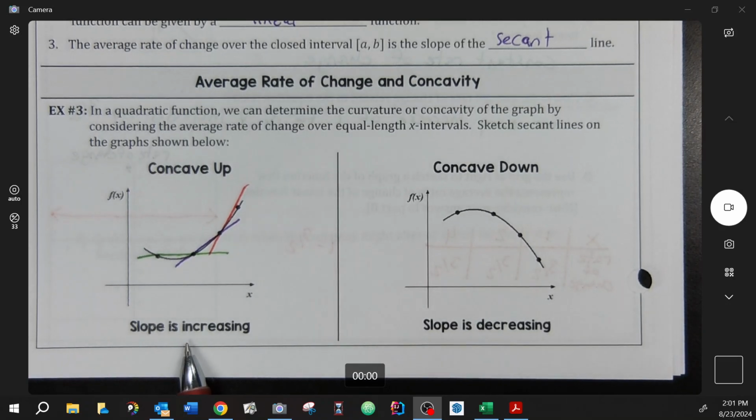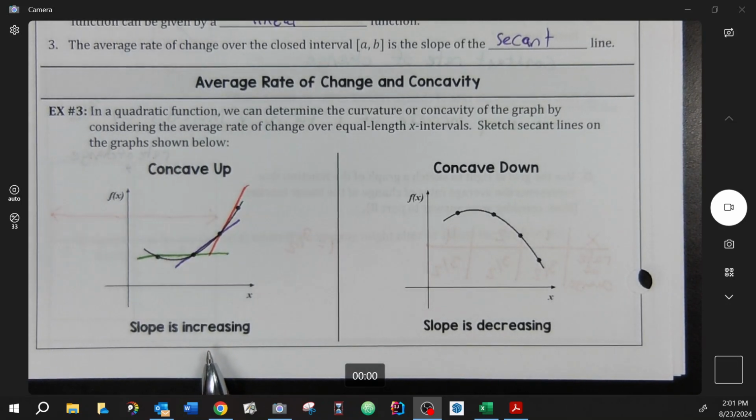So I can say if the average rate of change is increasing, a curve is concave up. But I can also say if the slopes of the secant lines are increasing, then it's concave up. Why can I say that? Because the slope of the secant line is the average rate of change. It's just another way of saying it.